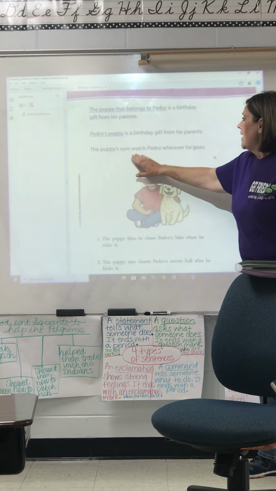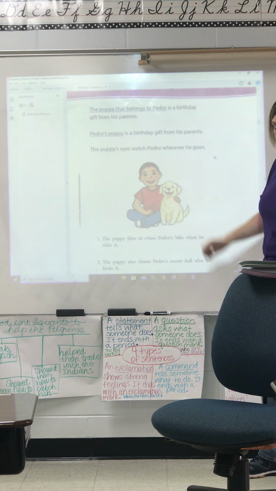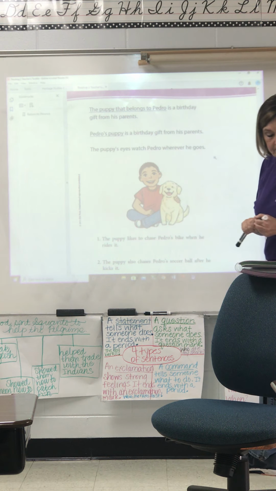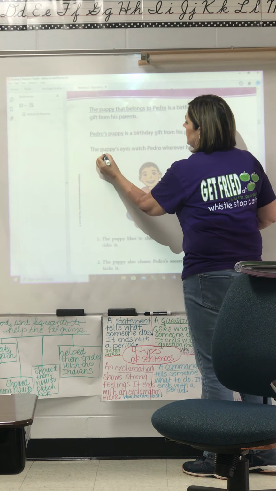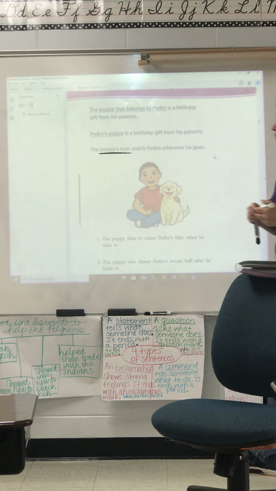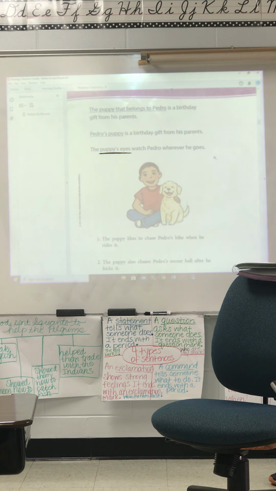Now let's look at the second sentence. The puppy's eyes watch Pedro wherever he goes. What does the puppy have? The puppy has eyes. So these are the eyes that belong to the puppy, or the puppy's eyes. If we look at some example sentences at the bottom of the page, we can read them and we can figure out who or what owns something.